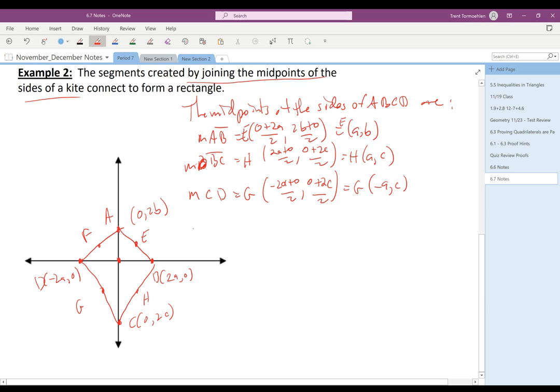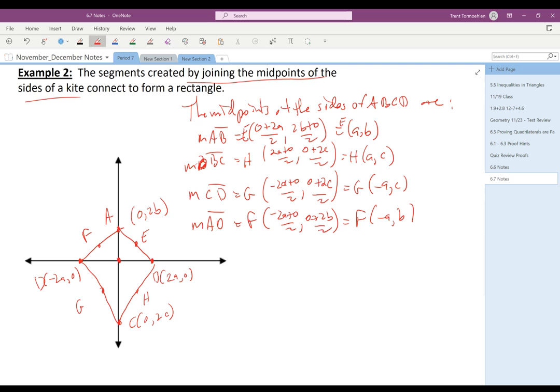And then finally, the midpoint of AD is going to be F, which is negative 2A plus 0 over 2 and 0 plus 2B over 2. And that is going to equal negative A comma B. And so these are the points that are the midpoints of the sides of the kite. We want to show that it's a rectangle. Well, remember, to show something's a rectangle, all we need to do is show that the sides meet at right angles. So we just need to go through and find the slopes of the sides, because that's the easiest way to show that they meet at right angles.